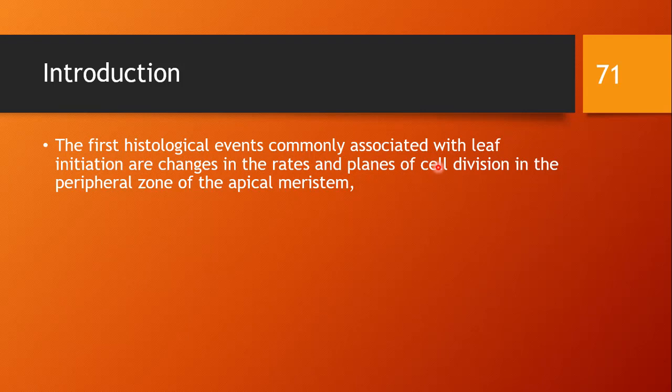as we have discussed about the periclinal and anticlinal division pattern of cell division in the apical meristem. So here the plane of cell division changes. These are the two main histological events which indicate that leaf initiation has started. These events occur in the peripheral zone of the apical meristem, remember.